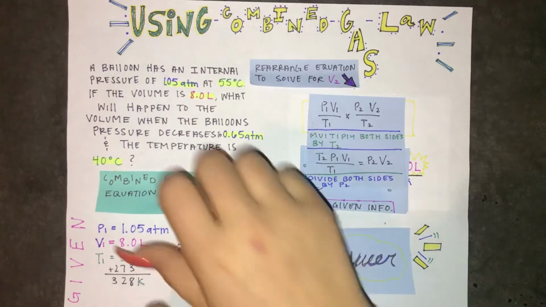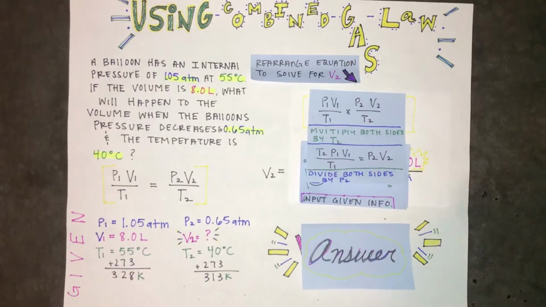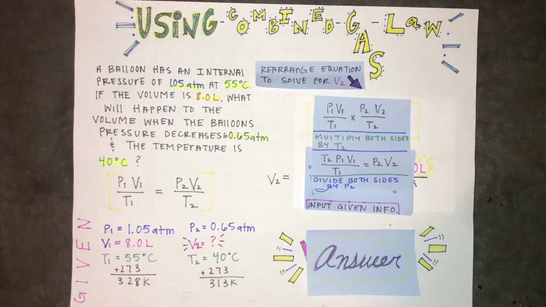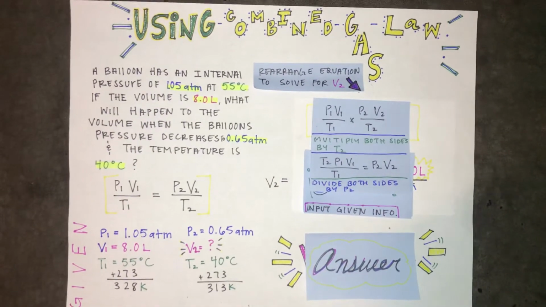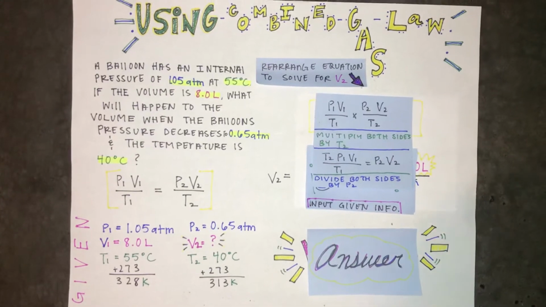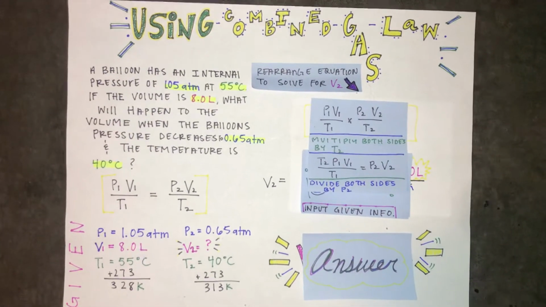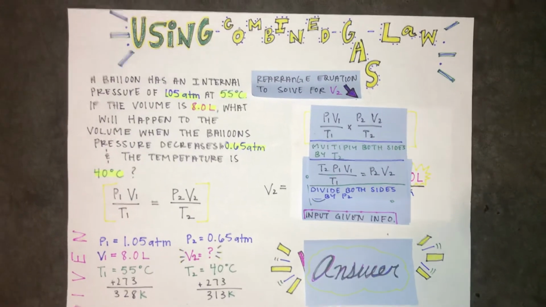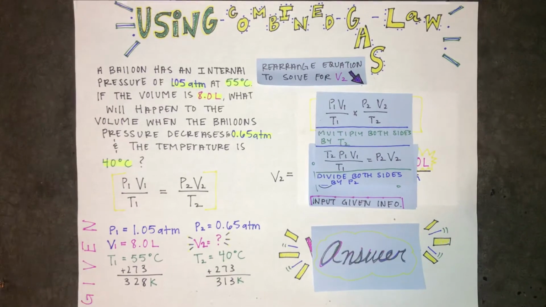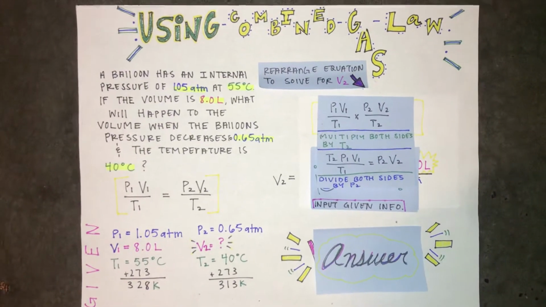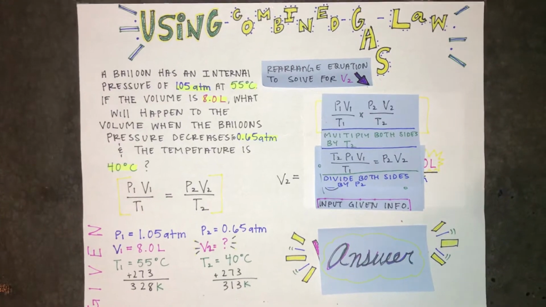Now we know that our combined gas law equation is our initial pressure multiplied by our initial volume divided by our initial temperature is equal to our final pressure multiplied by our final volume divided by our final temperature. Now the given information in the problem is our initial pressure is 1.05 atms, our initial volume is 8.0 liters, and our initial temperature is 55 degrees Celsius. We know that our final pressure is 0.65 atms and our final temperature is 40 degrees Celsius.